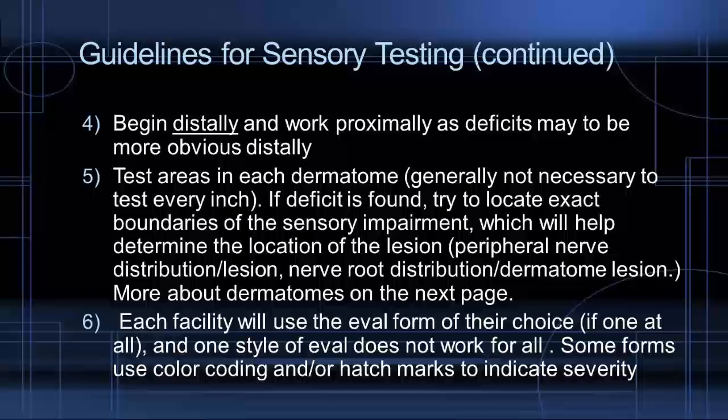If we do find some sensory deficit, we want to try to locate the boundaries of the sensory impairment. So, oh, well, you can feel this here, but you can't feel it over here. Just to help the PT determine the location of the lesion, or whether things have changed or not. A lot of times as PTAs, we're not doing the initial test. We're doing tests later on, and we're saying, do they have more sensation now than they did when they were initially tested?